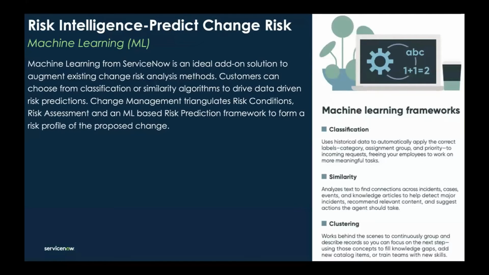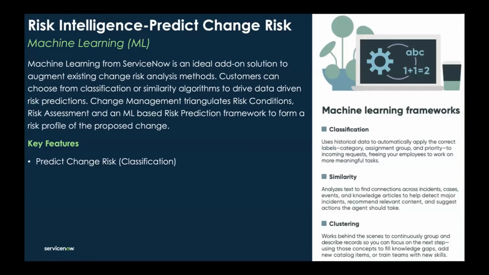So when we look at our risk intelligence or AI machine learning capabilities, we have a number of capabilities in the platform across various products. When it comes to change management, there's a number of machine learning, or what's called risk intelligence, capabilities available. This capability can use classification or similarity learning models to predict the risk of a change based on the data in your organization of previous changes.